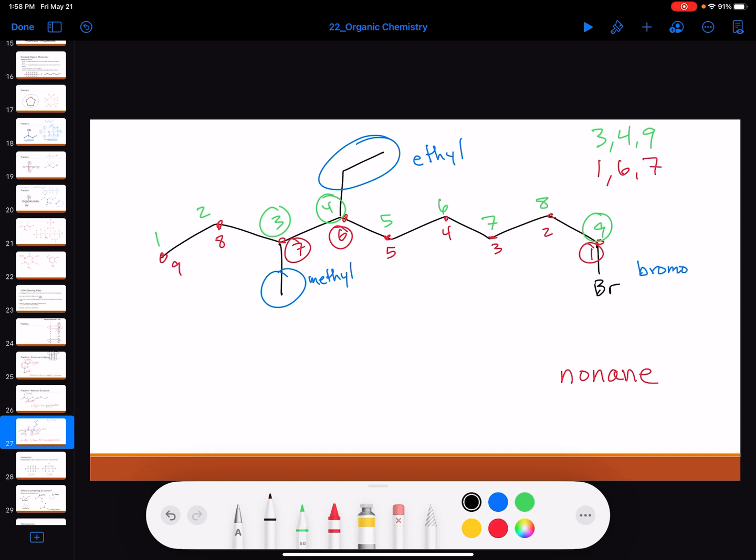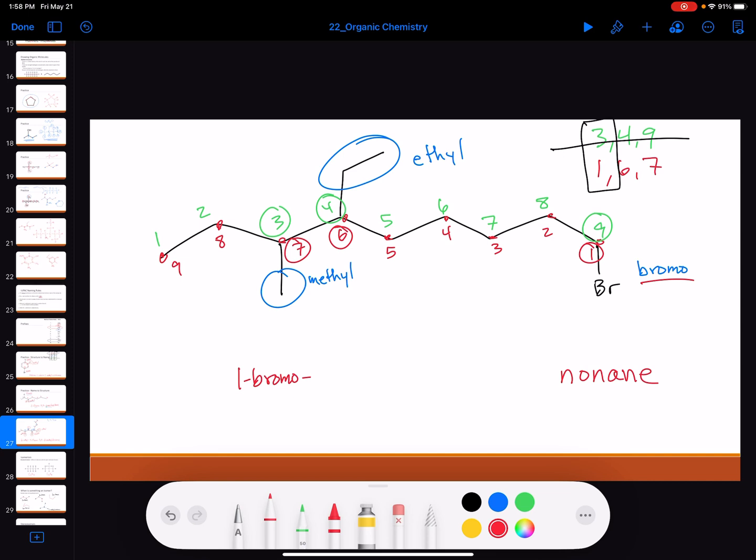Okay, so all I do is I just match them up. So the lowest number is 1 versus 3. 1 wins, so therefore I'm going to go with the red numbering system. Remember, I'm going to put them alphabetically, so bromo comes first. So that's going to be a 1 bromo.